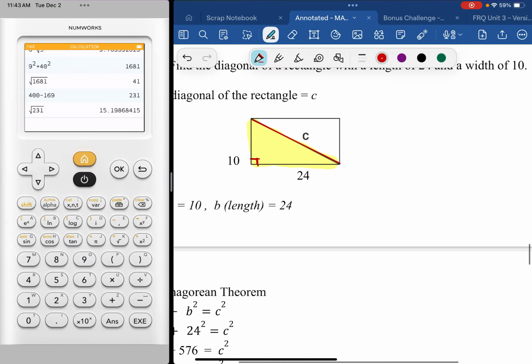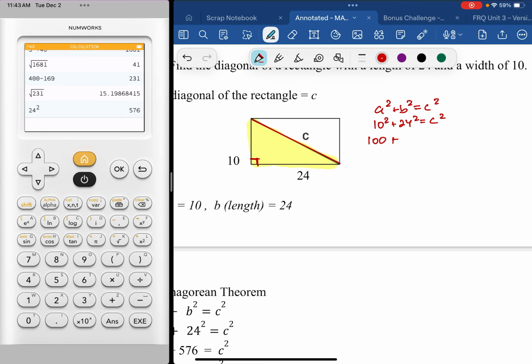All right. It's a rectangle, and all the angles in a rectangle are right angles. So I would say a squared plus b squared is equal to c squared. 10 squared plus 24 squared is equal to my unknown. So that's 100 plus, is that 476? 576 is equal to c squared.